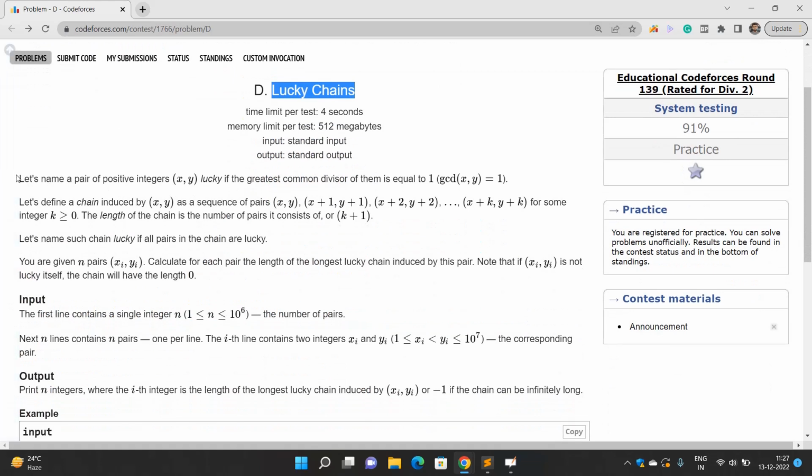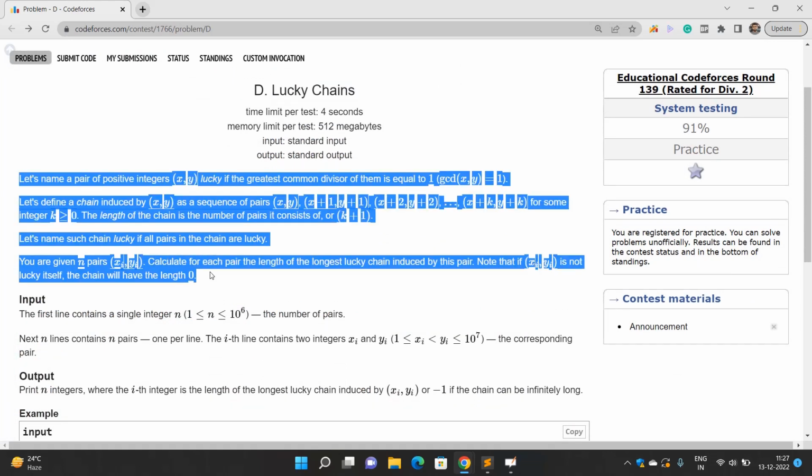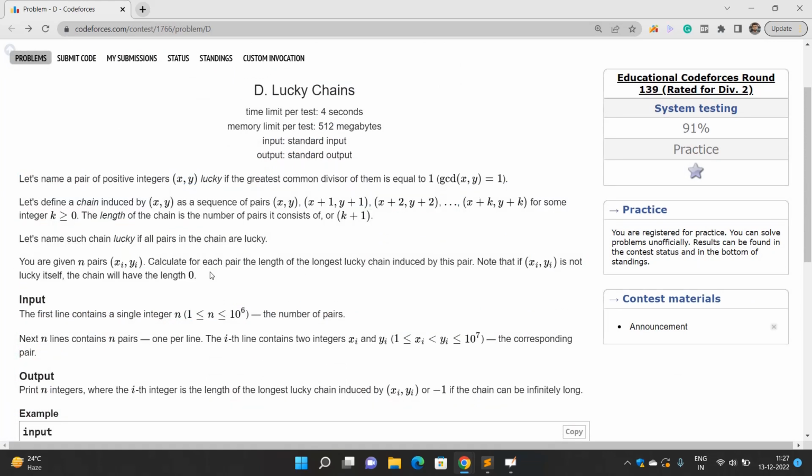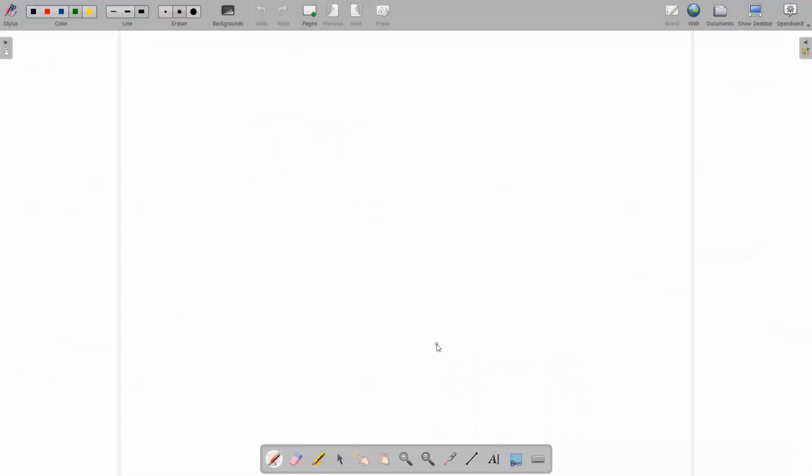I would ask you to read this problem at least one time. I'm just jumping in to explain the problem statement, then we would be discussing the idea behind that, and finally we would have the solution plus code as well. So let's move on to discuss this problem.